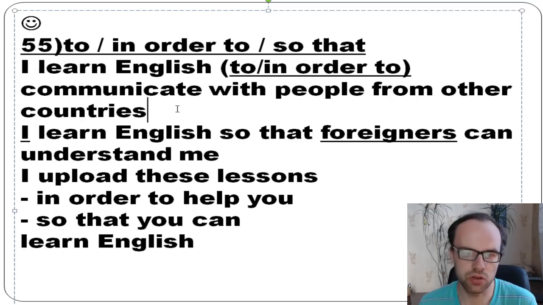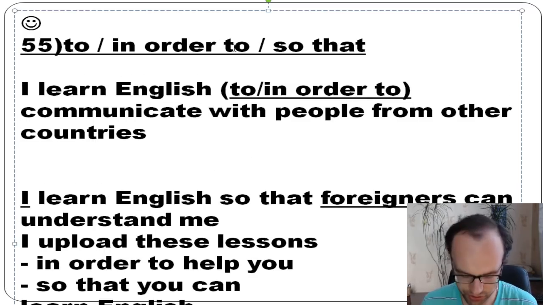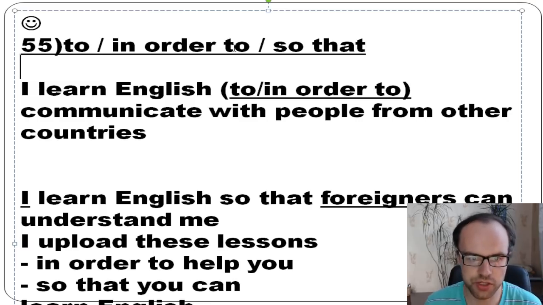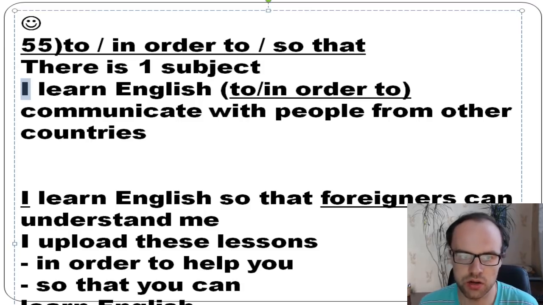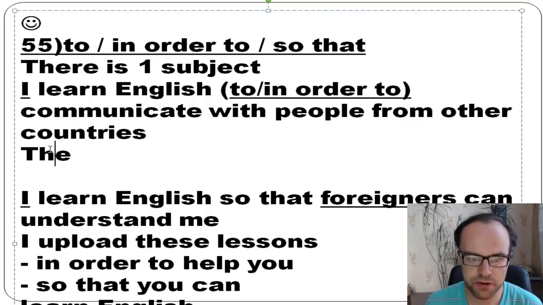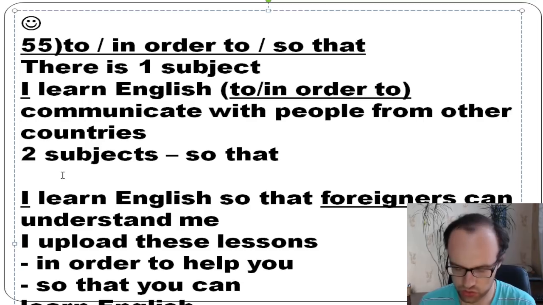So why do you learn English? I learn English to communicate with people from other countries, okay? You see that there is one subject here. I learn English to communicate with people from other countries, okay? So if there are two subjects, you need to use so that. Not to, not in order to.